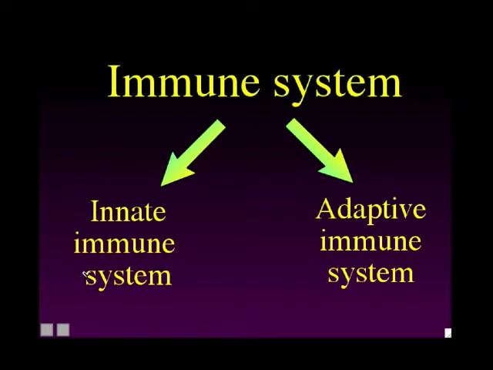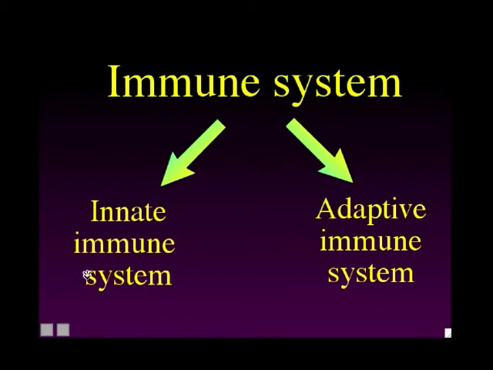The immune system is subdivided into two main parts. One is called the innate immune system, and the other part is called the adaptive immune system. They're both parts of your immune system. These are just the two sides, the two faces of your immune system, so to speak. The innate immune system is sometimes called the non-specific immune system, and the adaptive one is sometimes called the specific immune system.